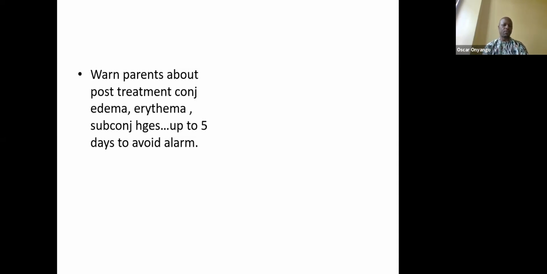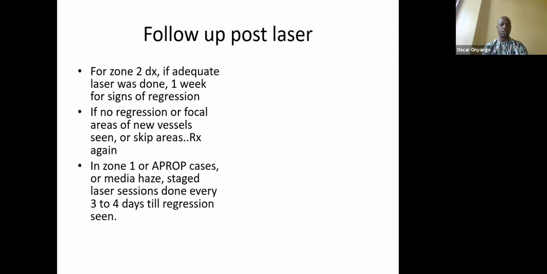From experience, most of this clears within 3 days, 5 days at most, and they are not harmful. It's just the effects of the lid speculum and the indentation. Follow-up post-laser, depending on the zone of the disease, is 1 week or 2 weeks.